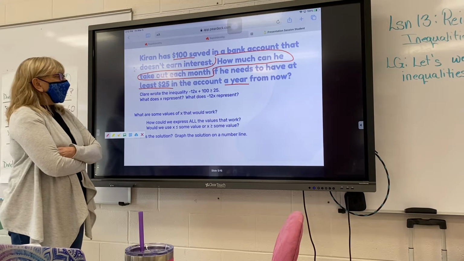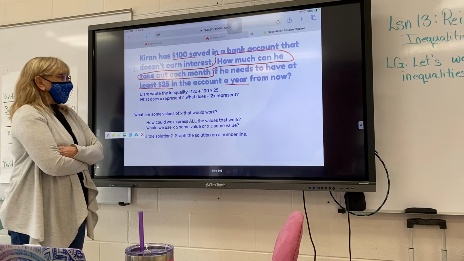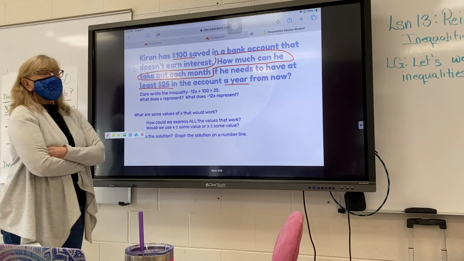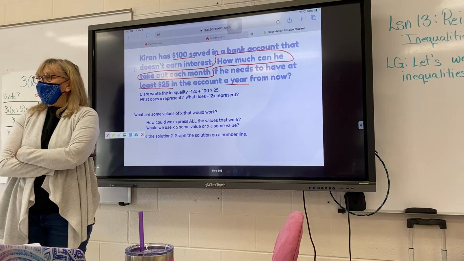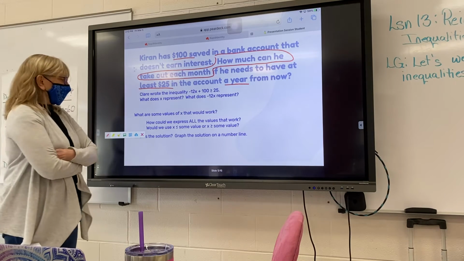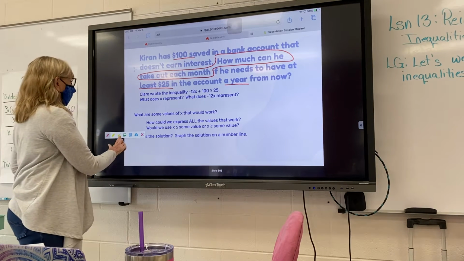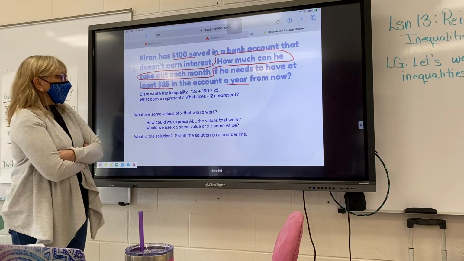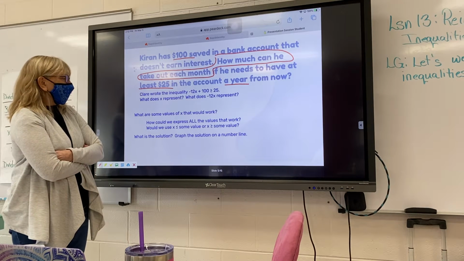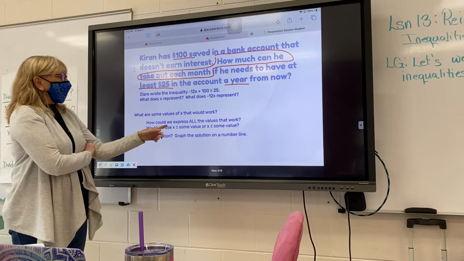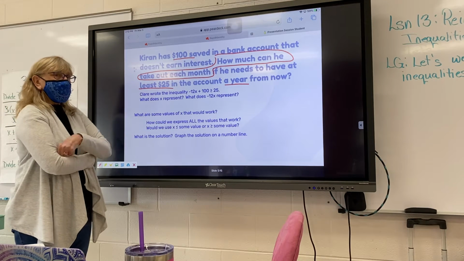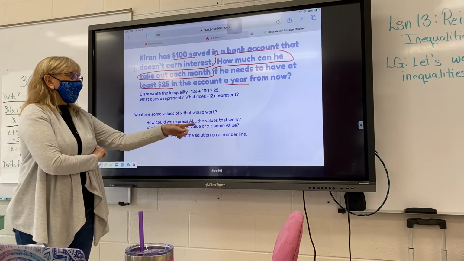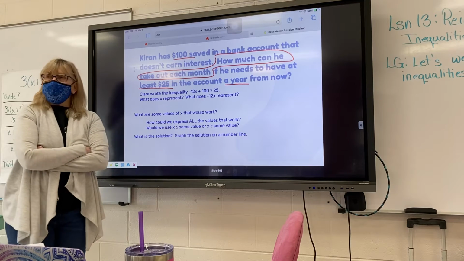Alright. What are some values of x that would work? Well, we could sit here and play guess and test, couldn't we? We could make some guesses and test it. But we're not going to do that. We're actually going to solve it. But first, we're going to ask ourselves, would we use x is less than or equal to something, or x is greater than or equal to something?